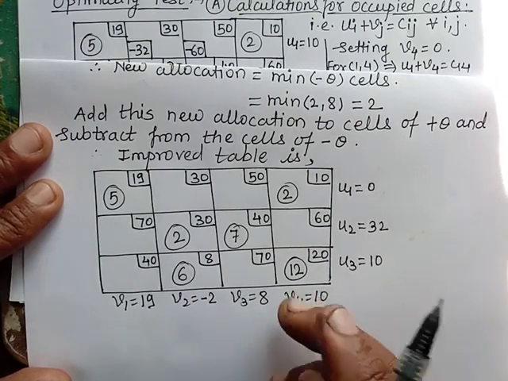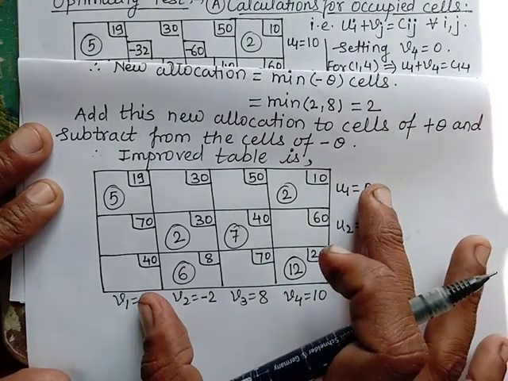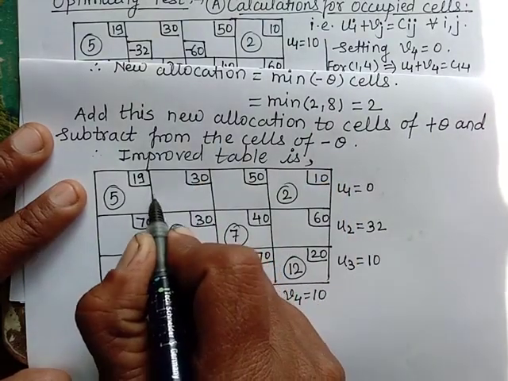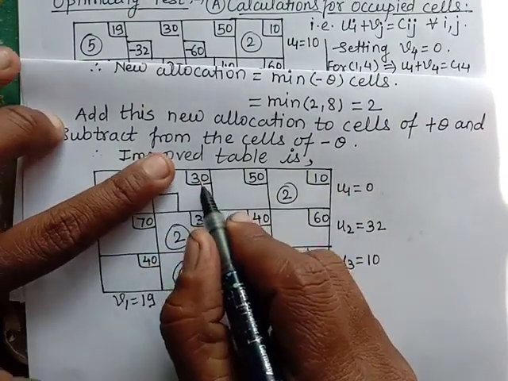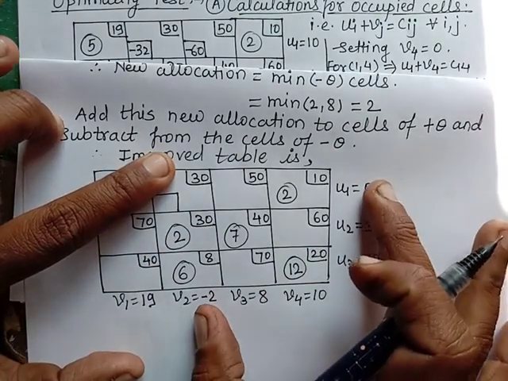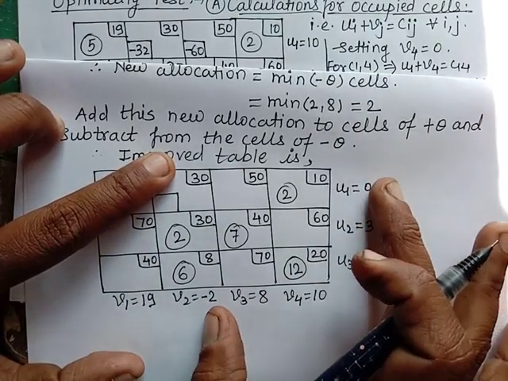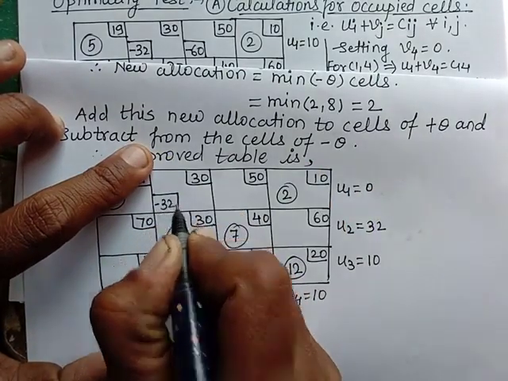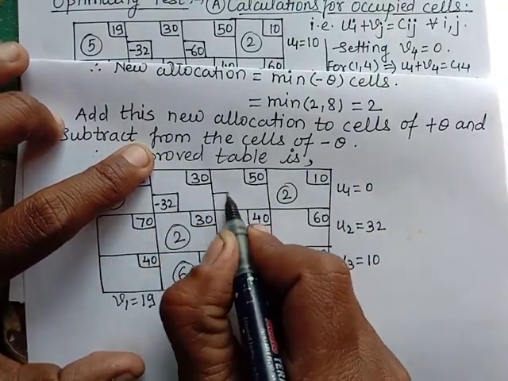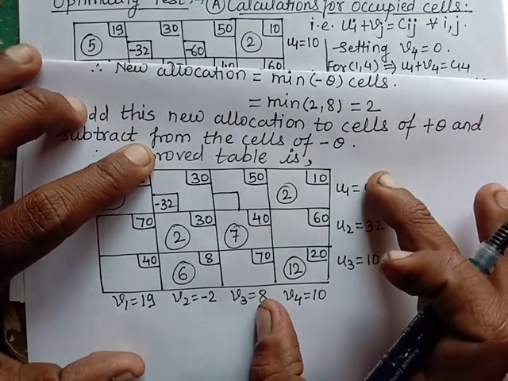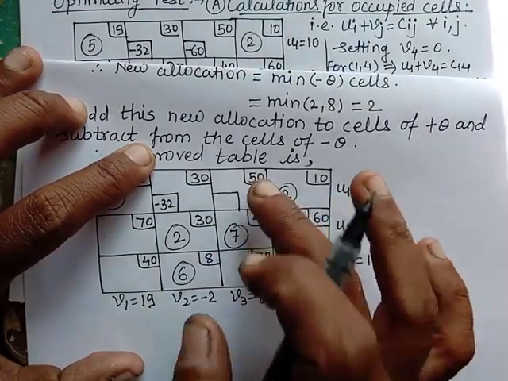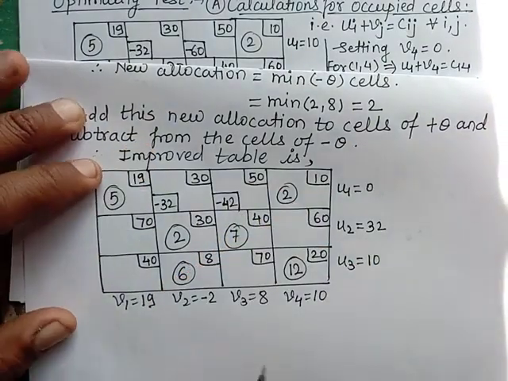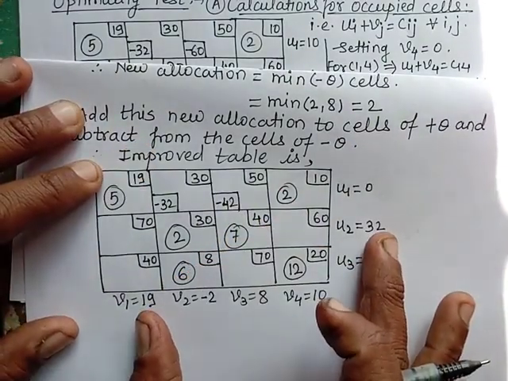Now further we have to determine delta ij. So for delta ij, what we have to do? We have to add these and subtract this cost from it. So if I have to determine here, I will add them. So 0 minus 2 will be minus 2. Minus 2 minus 30 will be minus 32. Okay. Then here I will again do the same. So 0 plus 8 will be 8. Minus 50 will be minus 42.